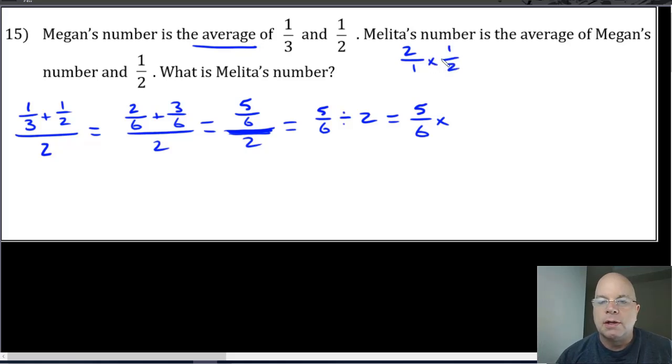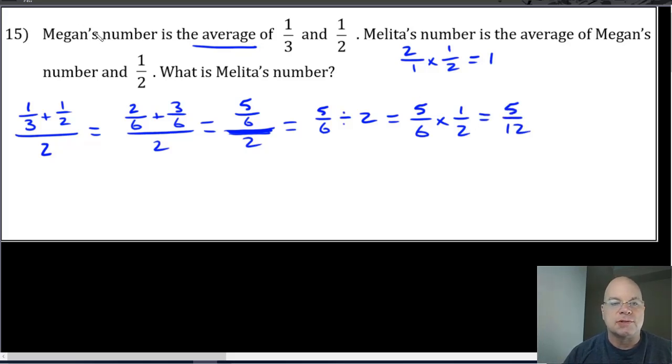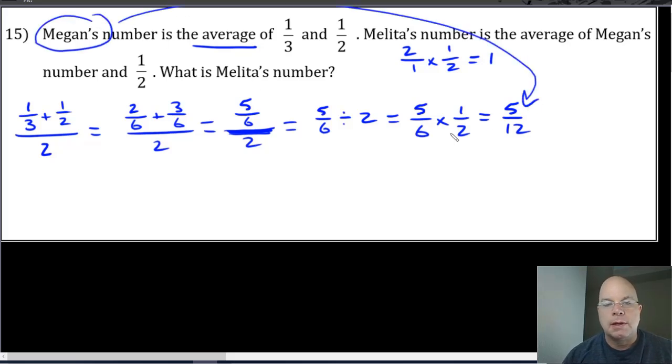Reciprocals are 2 numbers, I almost said 2 fractions, but they don't have to be. 2 numbers that when multiplied together give you a product of 1. So you flip the fraction to get a product of 1. So the reciprocal of 2 is 1/2, and 5/6 multiplied by 1/2 is 5/12. So that's Megan's number, 5/12. Melita's number is the average of Megan's number, which we now know is 5/12, and 1/2.